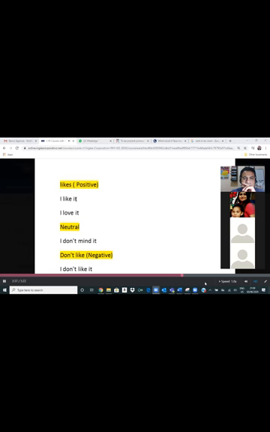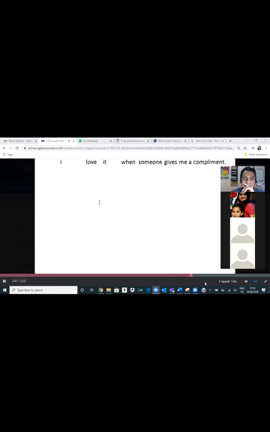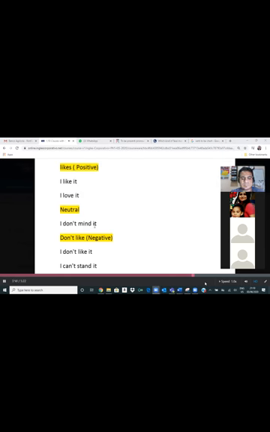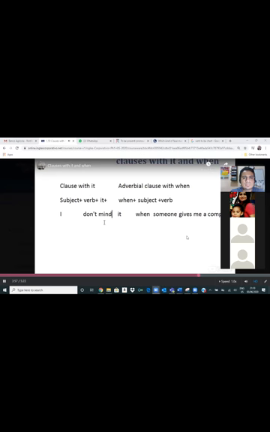Or I could say I love it. So I could change the verb. I could change something else there. I could say I love it when someone gives me a compliment. At the same time, I could also be neutral about it. I could say I don't mind it. I don't mind it when someone gives me a compliment.